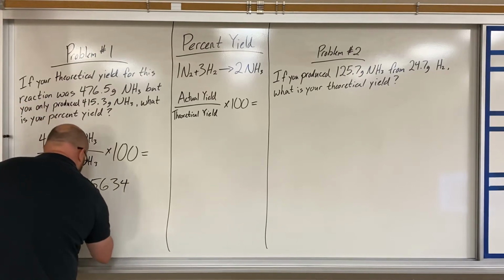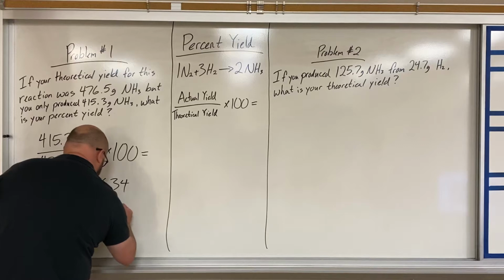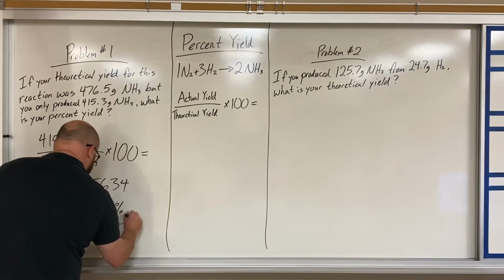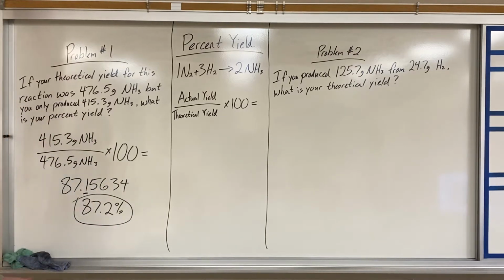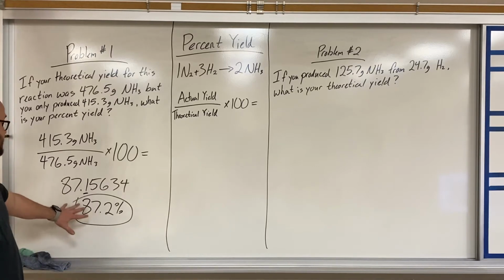So the final answer would be 87.2%. That's actually a really good experiment. If you got 87% of what you were supposed to, you did a pretty good experiment.